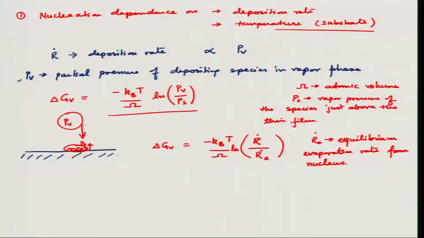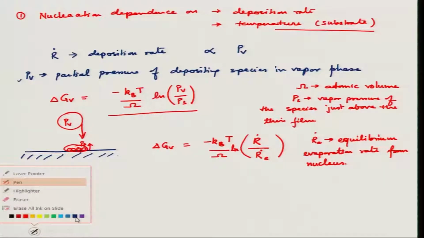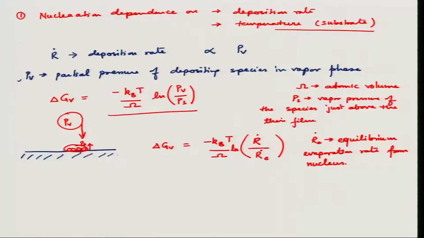evaporation rate, okay. Now, for simplicity we can also assume that my substrate is inert, okay. So, basically what we are saying is that gamma Fs between film and substrate is same as gamma Fv, okay. This is an assumption, okay, to carry forward our calculation, okay.